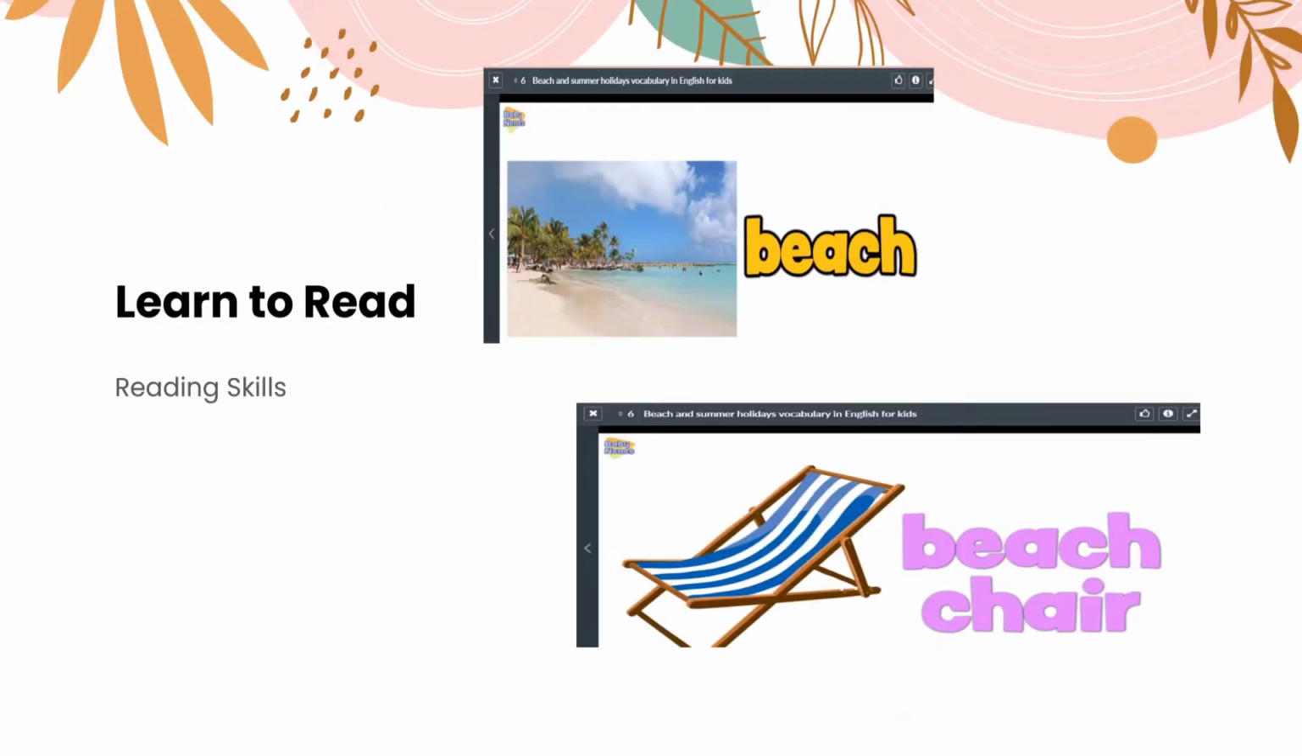After that, learn to read. Reading skills. Using the software, there are flashcards in it, so children can read aloud each word that has been presented to them. Additional practice with books from our reader level 2 can also be given to them.